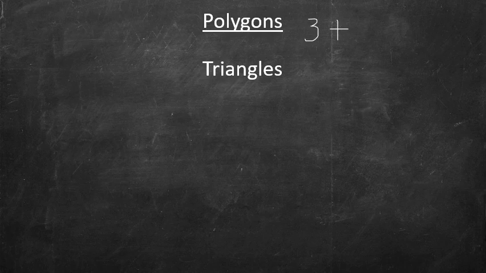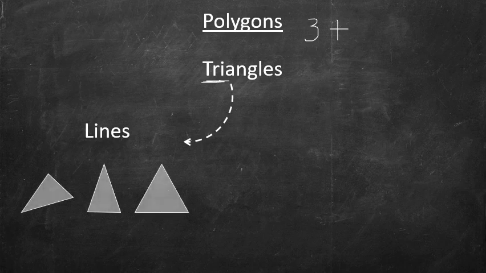And if you look at the word triangles, the first part is tri. Tri means three. Okay, so anytime you see tri, you should think three, like triangles or tricycles or things like that. So tri means three. The first way you can classify triangles is by the length of their lines. So let's look at these triangles here.